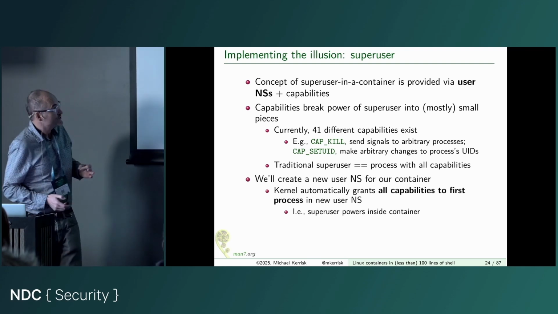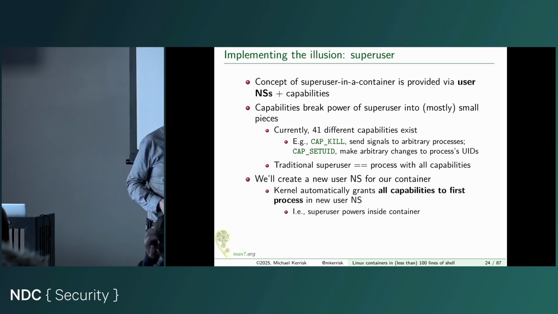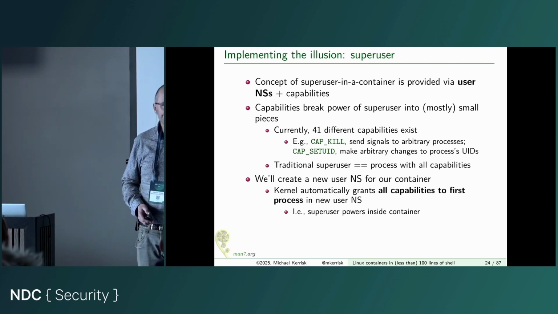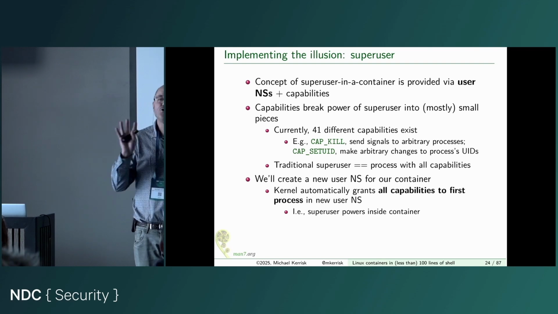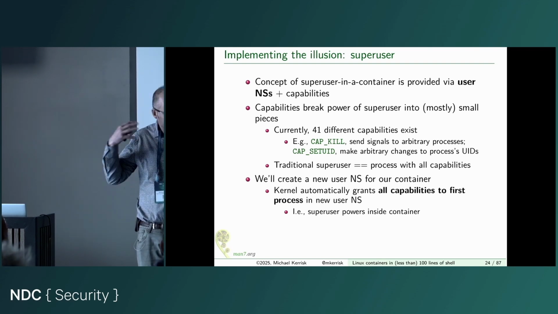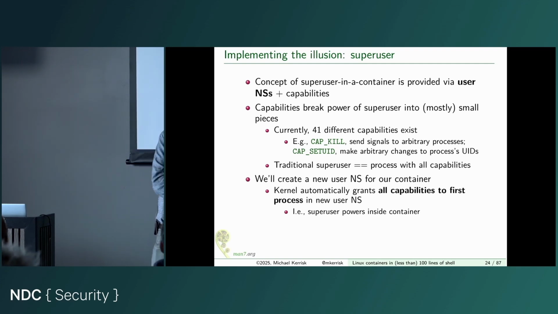So we're going to create a new user namespace for our container. One of the things that happens when a new user namespace is created is that the kernel magically says the first process that's created inside that user namespace, you shall have all capabilities. It's just a thing that the kernel does. And so as a consequence of simply creating a user namespace with a process inside it, that process has all 41 capabilities, which is great. It's a superuser process. We wanted one of those.